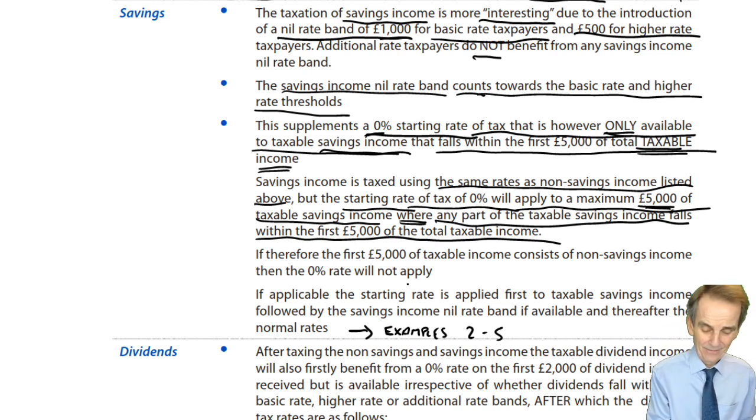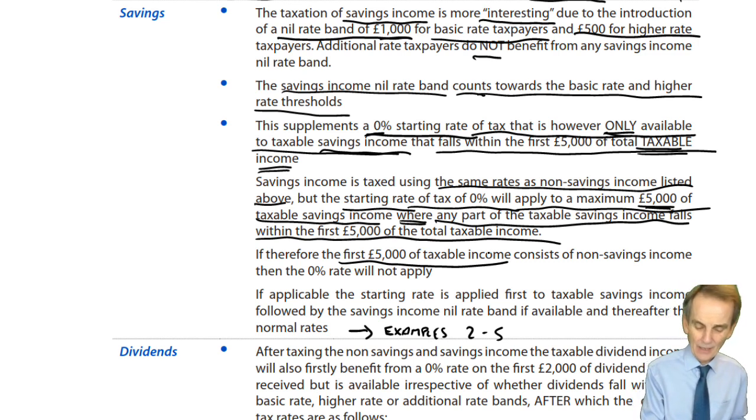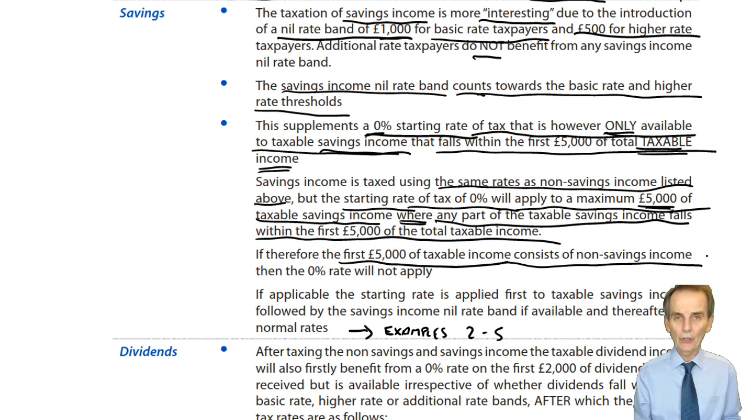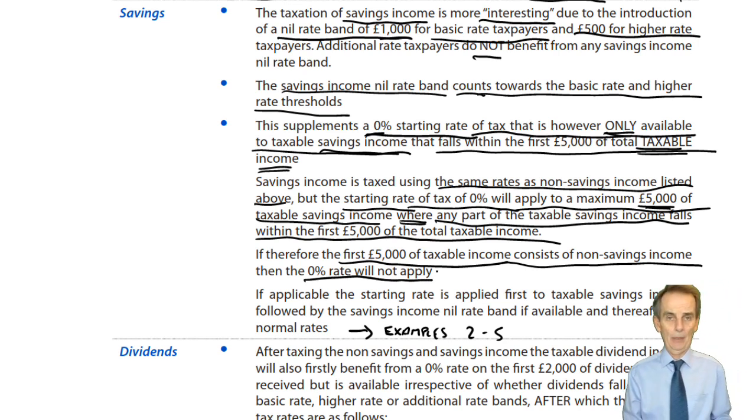What does that mean? It means that if the first £5,000 of taxable income, remember, which source of income do we tax first before savings income? Non-savings income. That is taxed first. So if the first £5,000 of taxable income consists of non-savings income, if it's all filled up, the first £5,000 of taxable income is all non-savings income, then the 0% rate will not apply.